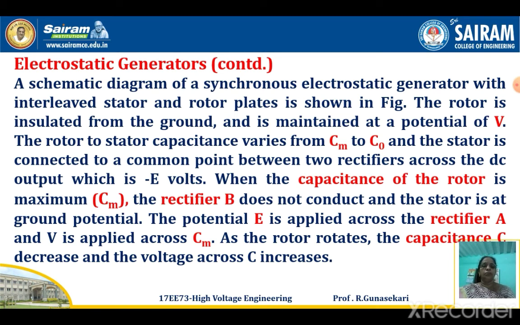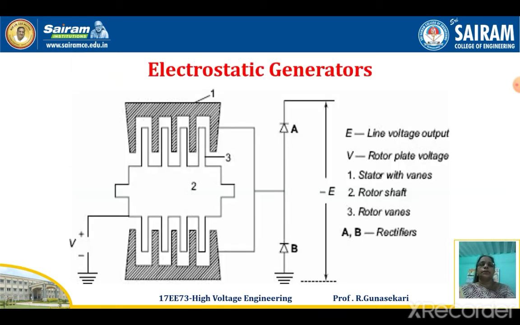The rectifier B does not conduct. The stator is at ground potential. The potential E is applied across the rectifier A. So V is applied across Cm. Therefore, as the rotor rotates, the capacitance C decreases and the voltage across C increases. This is the basic concept of electrostatic generators.